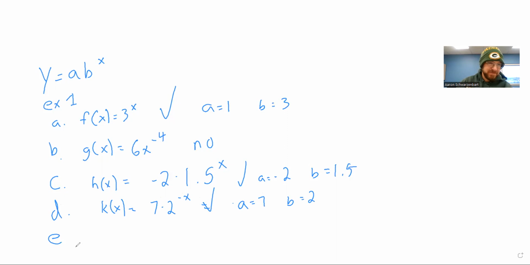And E, Q of x, we've jumped from K to Q. 5 times 6 to the pi. Yes, pi is a perfectly legitimate power. 6 to the pi. But no, that is not an exponential function because that exponent is not a variable.